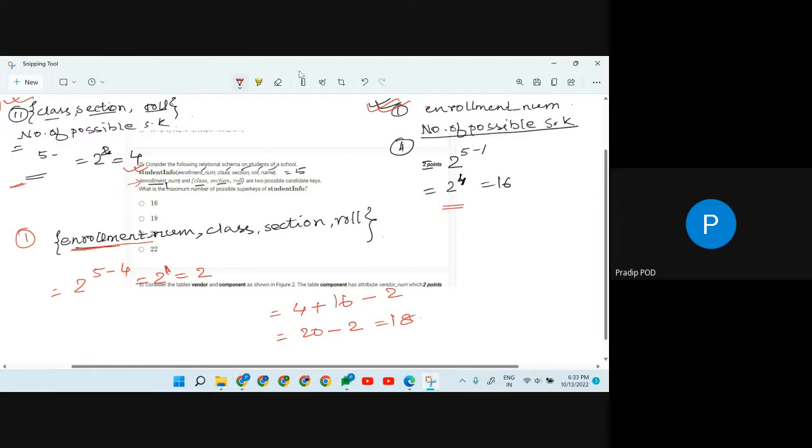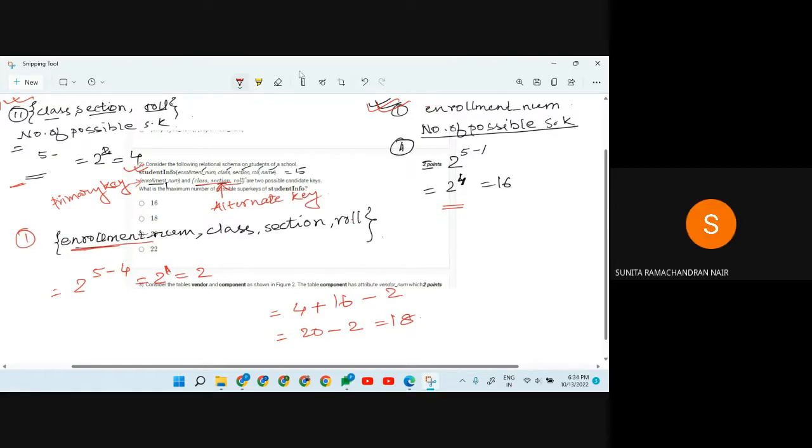Suppose you consider the enrollment number as the primary key. Then the enrollment number is your primary key, and the primary key is one of the candidate keys. If you decide the enrollment number as the primary key, then all the other candidate keys are called alternate keys. So that is the alternate key.